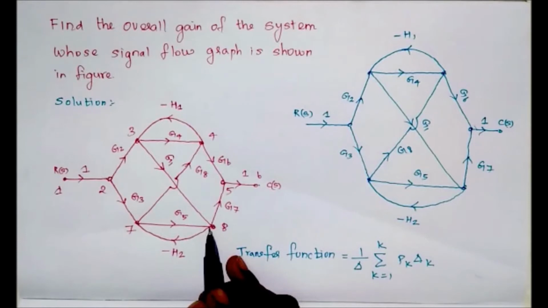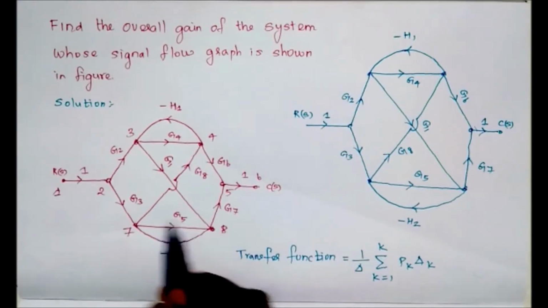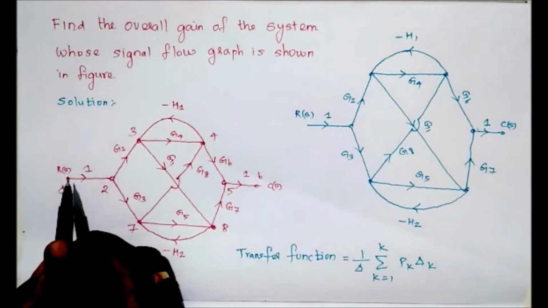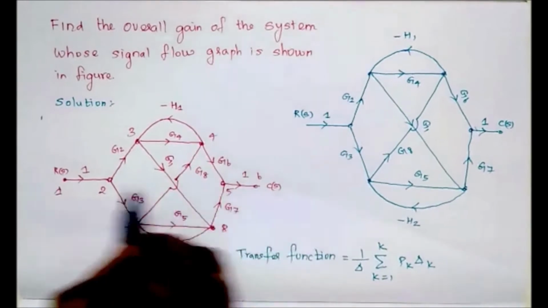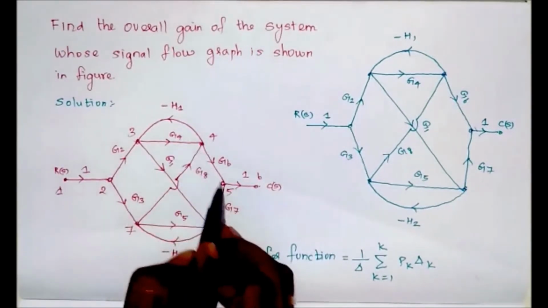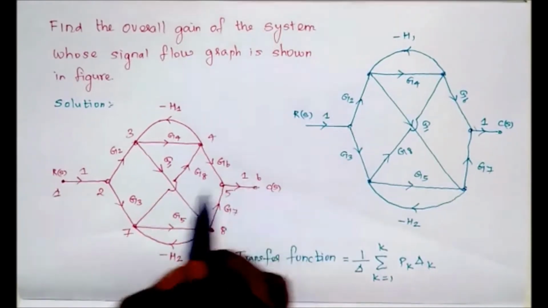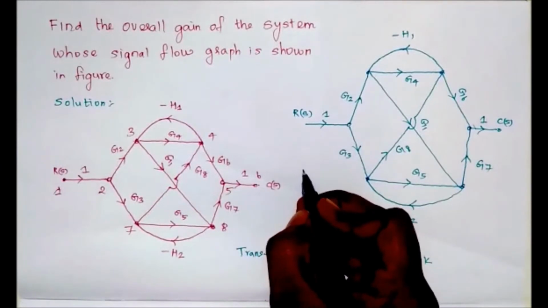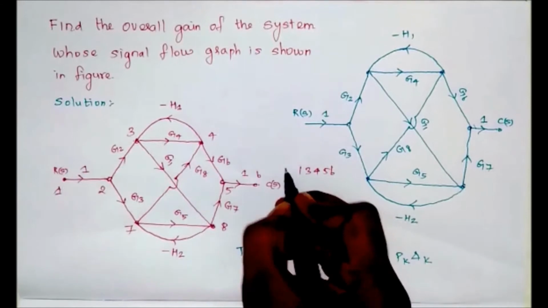Then in the first step we have to mark the forward paths and write the corresponding forward path gains. Here a forward path is nothing but a path that starts at the input and ends at the output. So this is the input: 1 to 2, 2 to 3, 3 to 4, 4 to 5, 5 to 6 is one forward path. So here we can write forward path 1, 2, 3, 4, 5, 6. This is the first forward path.